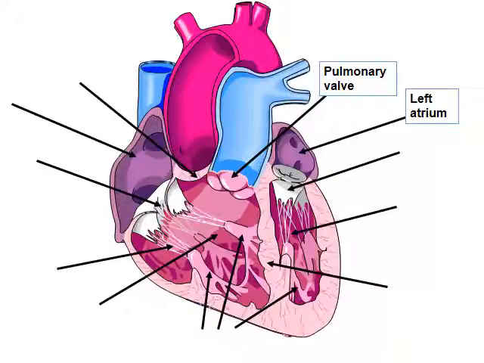Next is the left atrium. This is the collecting chamber for oxygenated blood returning from the lungs. Note the two ostia from the pulmonary veins returning blood to the atrium. The mitral valve is the one-way valve between the left atrium and the left ventricle, preventing backflow from the ventricle to the atrium.